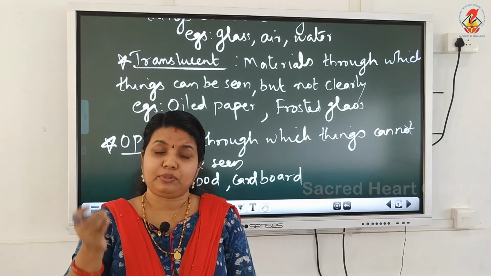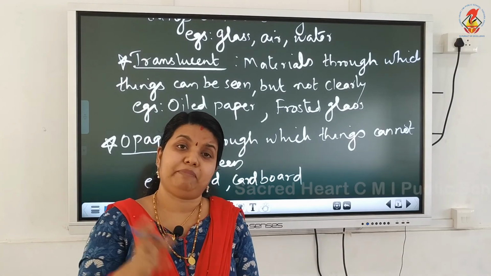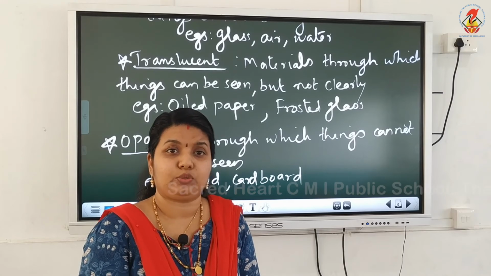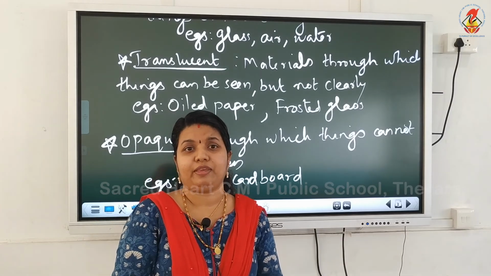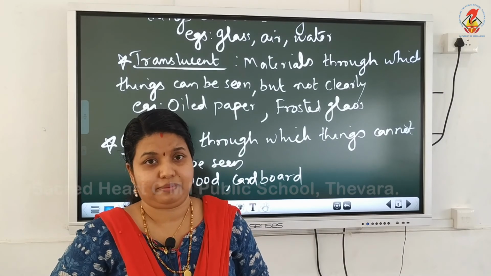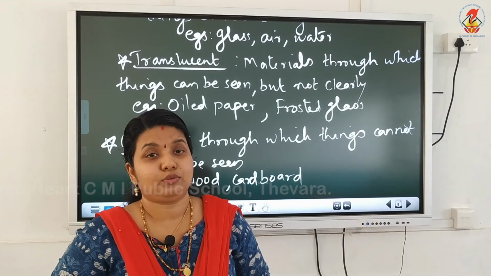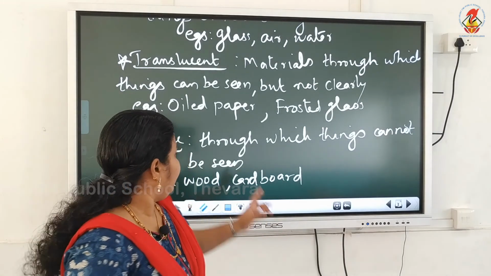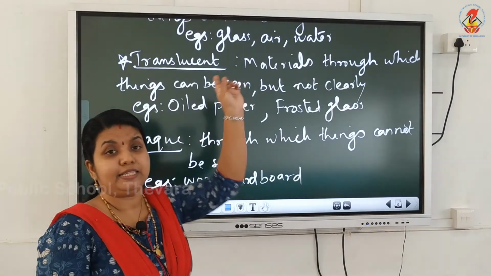Okay. So, through transparent materials, light passes completely. Light passes completely through transparent materials. That's why we are able to see through them clearly. Okay. Light passes completely through such materials. Okay. Now, the second one is translucent materials.